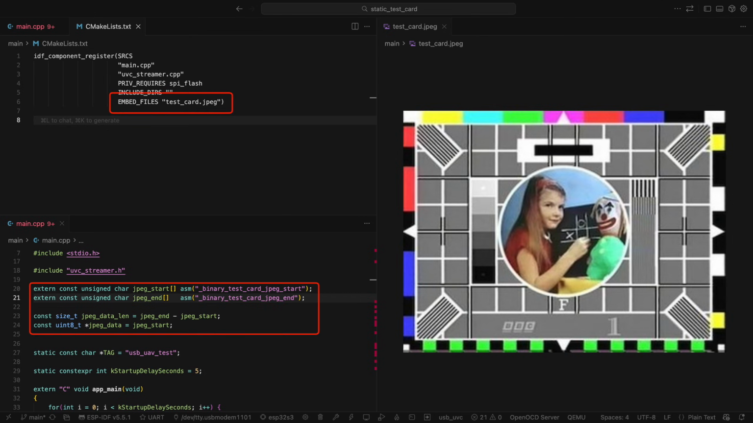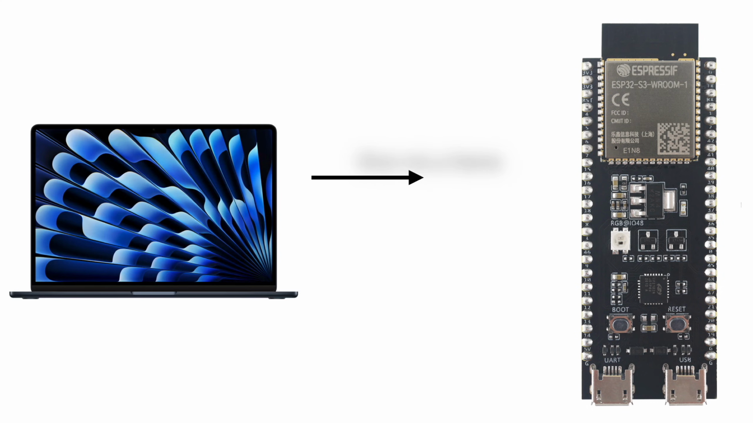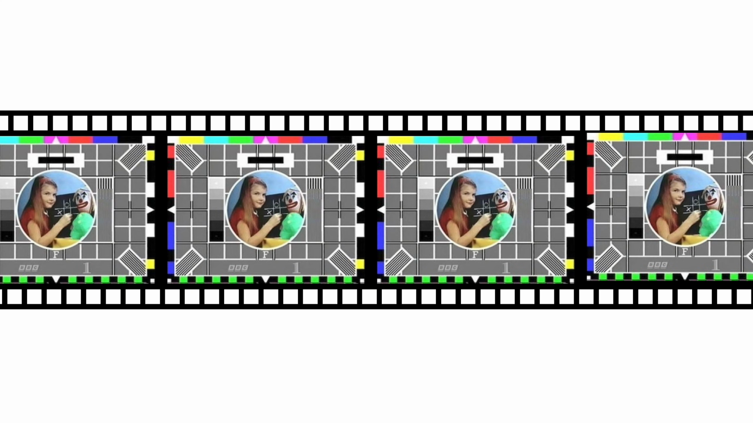In this example, I've baked a single JPEG into the firmware, and every time our computer asks for a frame, we just send the same JPEG data over and over again. As far as the computer is concerned, it's getting a video stream, even though we're just sending the same image repeatedly. It doesn't really care, it just sees a stream.